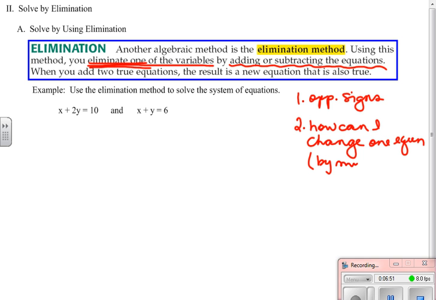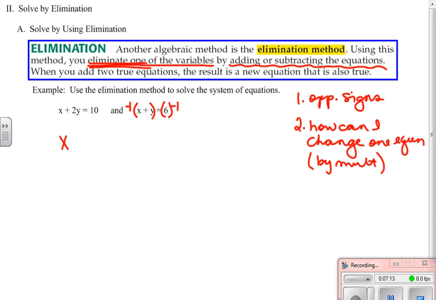And that is going to be by multiplying. What can I multiply one equation by so that when I add it to the other, I get those opposites? Positive x, negative x. Positive 2y, negative 2y. So I'm going to pick on the x's. So I'm going to multiply this whole equation by minus 1. And remember to do it to both sides.